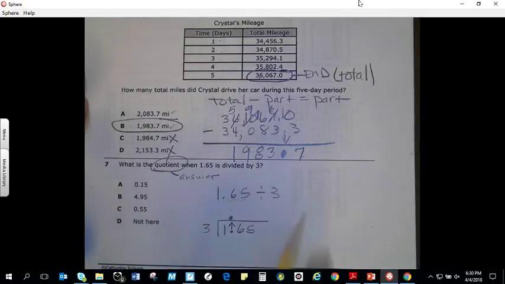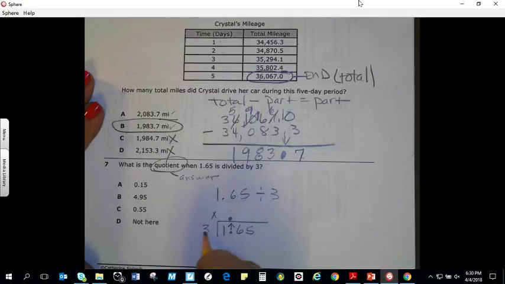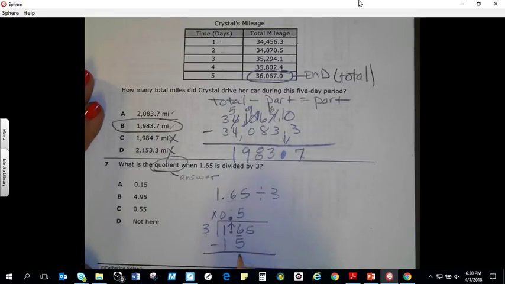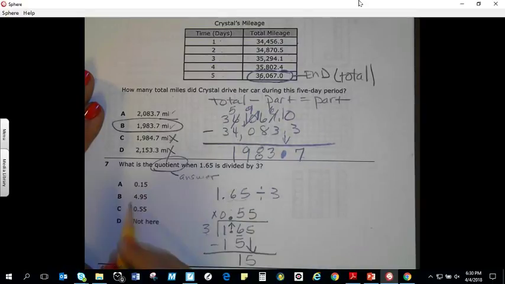Okay? All right. 3 cannot go into 1, so I'm going to put a 0 there. However, how many groups of 3 can go into 16? Well, there's 5 groups, because 5 times 3 equals 15, and that makes it a 1. Bring down my 5. 5 groups of 3 goes into 15. Subtract that out, and I have a remainder of 0, and my answer is C.